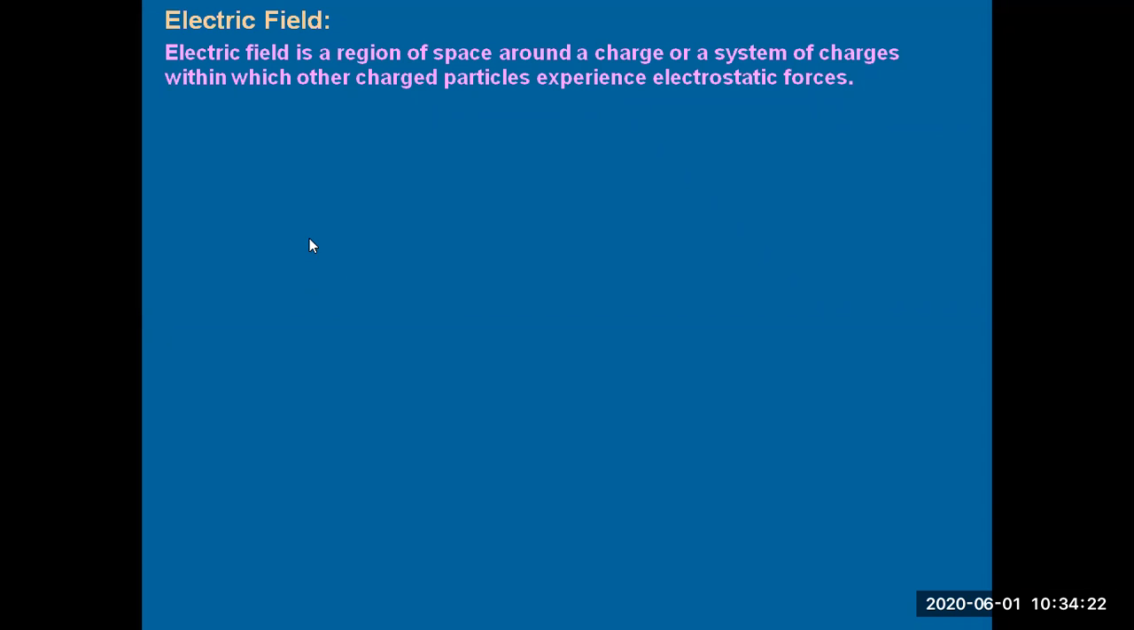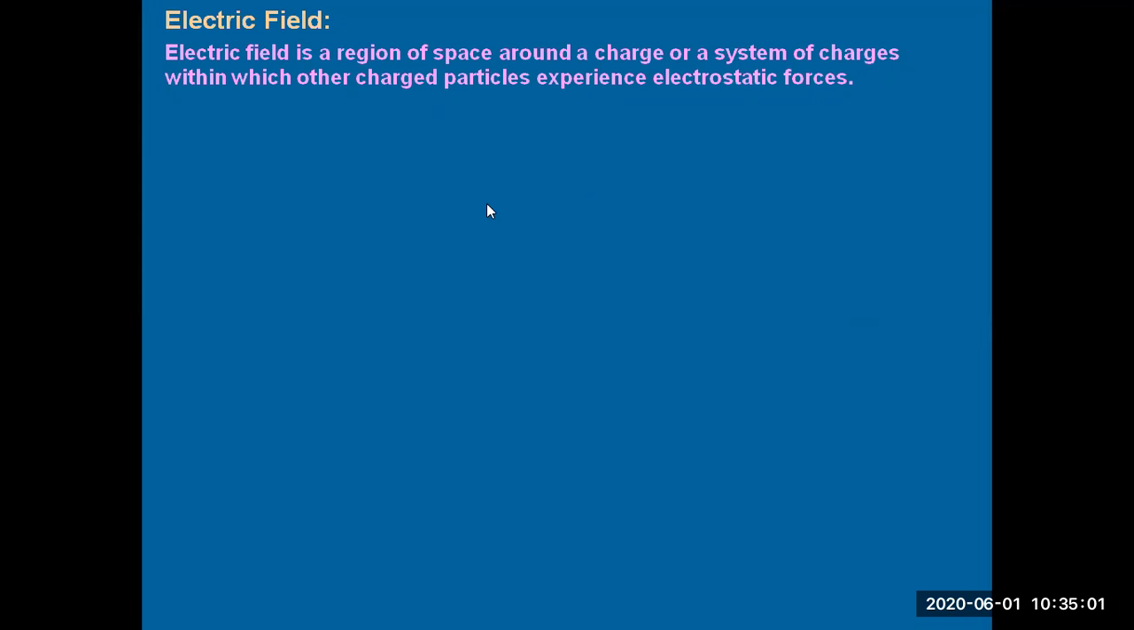I gave you an example of a magnet in the current electricity chapter. You keep two magnets far away from each other, they will not attract. As you bring them closer and closer, you can see the force of attraction becomes stronger. That means a magnet, placed in a certain region surrounding it only, will have maximum force. Same way, there it is called magnetic field, and here we call it electric field. Keep it very clear. It is a region of space around a charge or a system of charges within which other charged particles will experience electrostatic force.